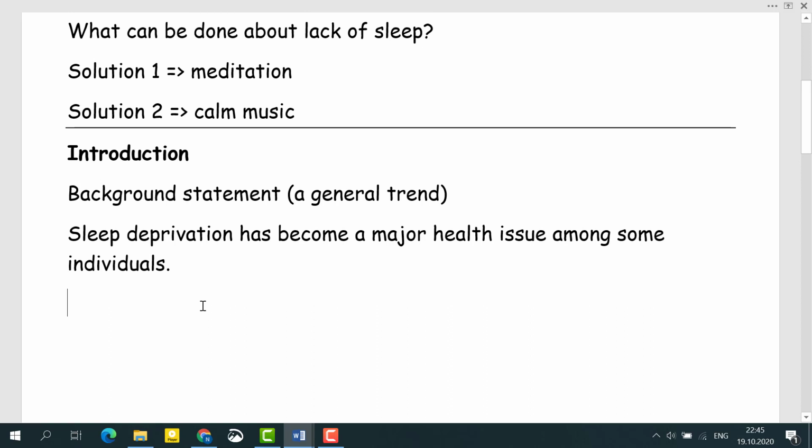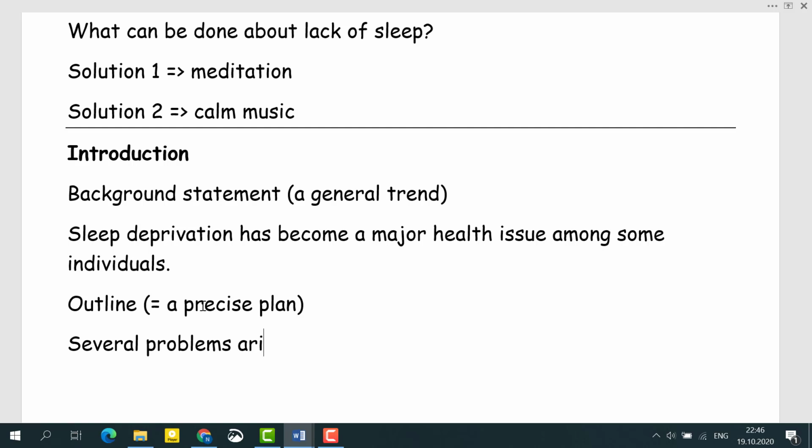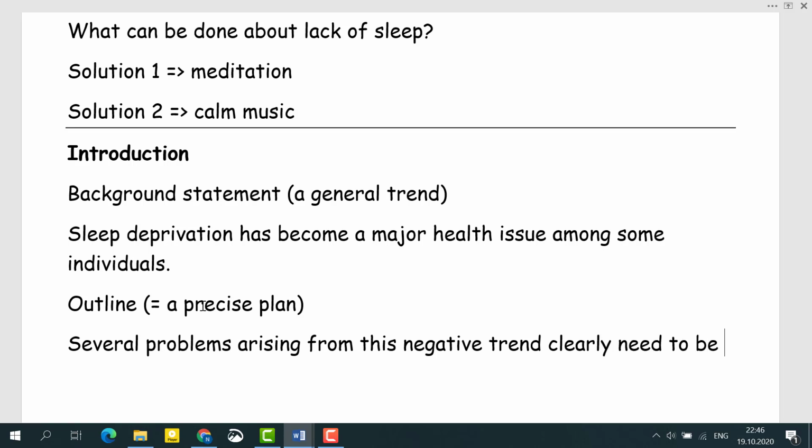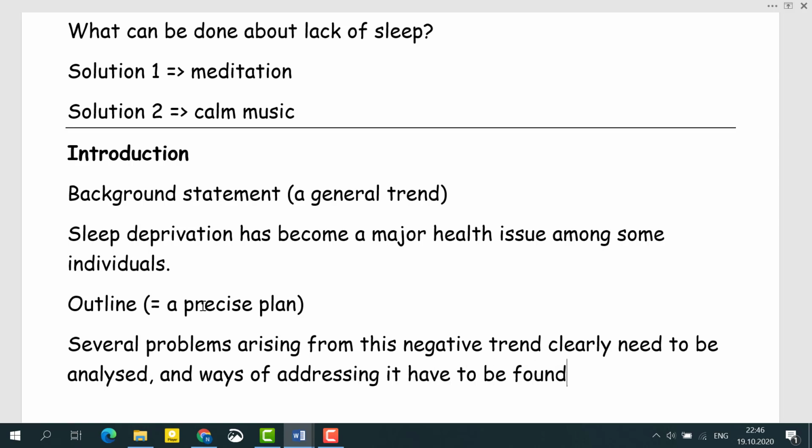Then we need to write an outline. An outline means we need to write a precise plan, okay? The examiner must understand exactly what we are going to do in our essay. So, for example, several problems arising from this negative trend clearly need to be analyzed, and ways of addressing it have to be found. Okay, here we go.